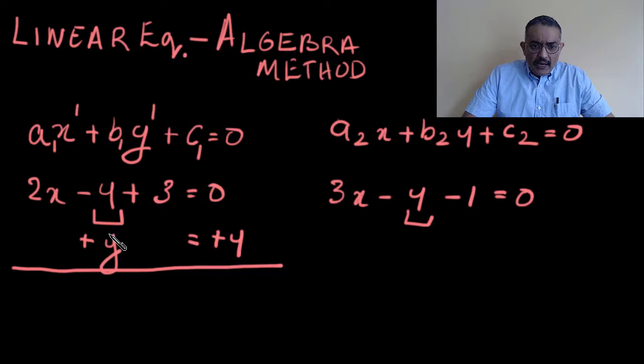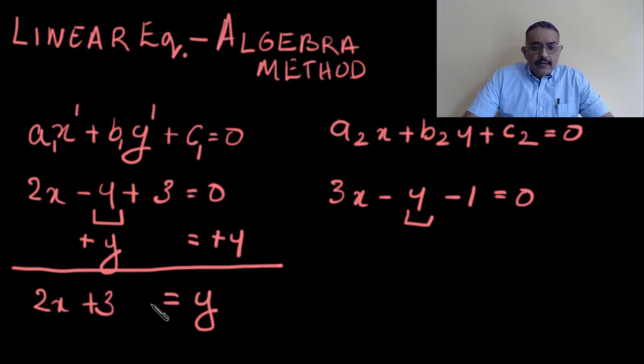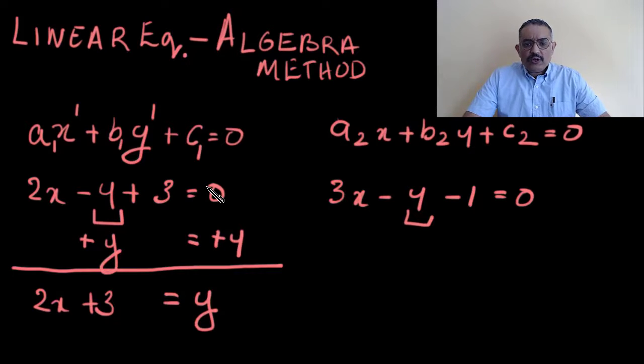Now plus y and minus y cancel out, so you are going to get 2x plus 3 on this side and y on this side. See? Now what we need to remember, the lesson here or the trick here, is that when we are moving a variable from one side of the equation onto the other side of the equal to, we will have its sign change. So here it was negative y, when it moves to this side it became positive y.